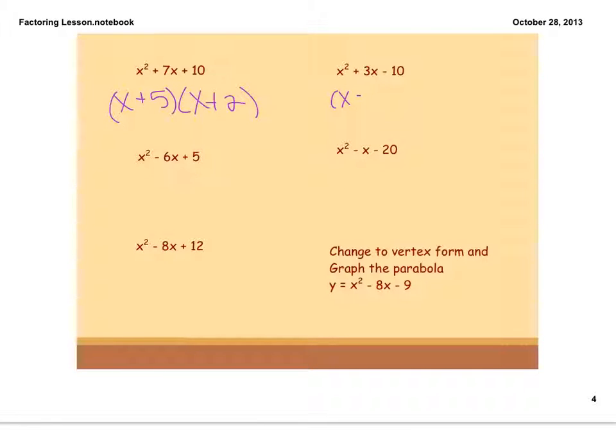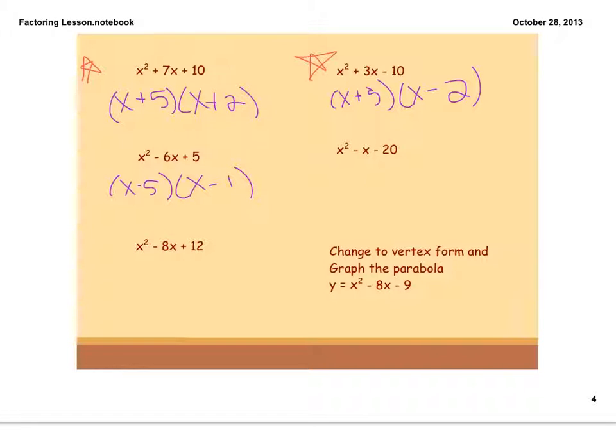x plus 5, x minus 2. Here I have x minus 5, x minus 1. Now take a look at these first two here, just something to draw your attention to, that both have 5 and 2 as the factors. It's the signs that are different.